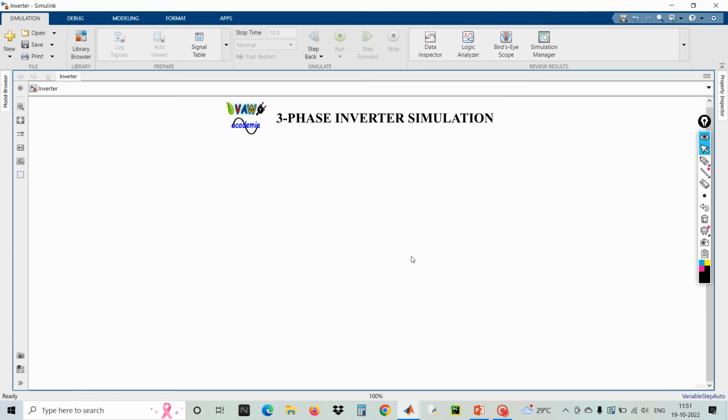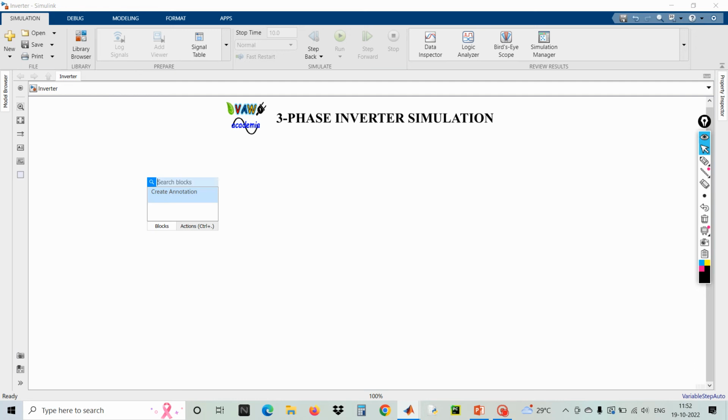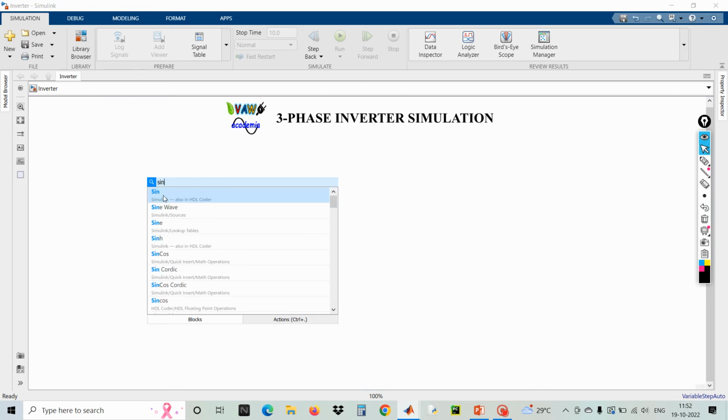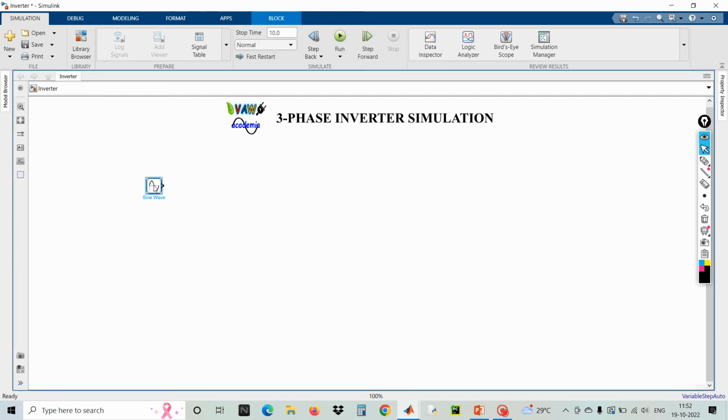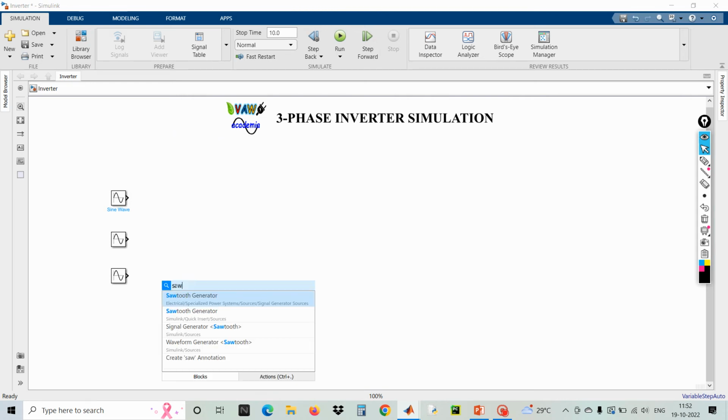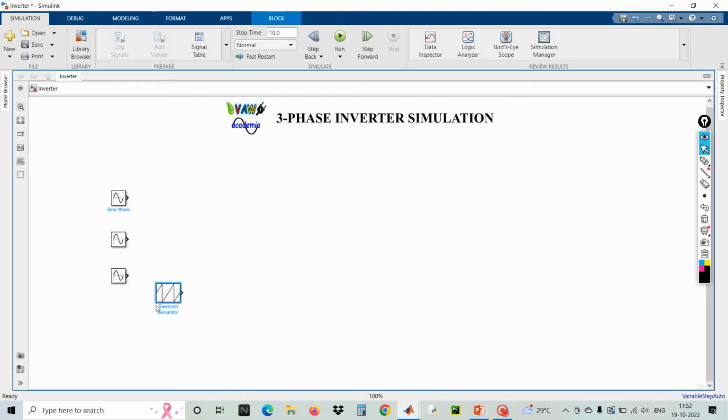First I will simulate the gate pulse and then we'll move on to the inverter circuit. For that I need a sinusoidal waveform. I'm going to take three sinusoidal waveforms because I have three pairs of switches. So I'm going to generate six gate pulses, and then I'm going to take a sawtooth generator. This is nothing but my carrier wave.